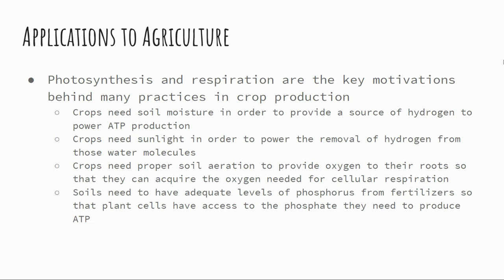Soils need to have adequate levels of phosphorus from fertilizers so that plant cells have access to the phosphates they need to produce ATP, because remember, ATP is produced from ADP and a phosphate group. And of course, this process of photosynthesis is important for the production of all types of plant crops. So hopefully this was just a quick review, knocking some cobwebs off of the extensive learning we did in biology or ag bio over photosynthesis.